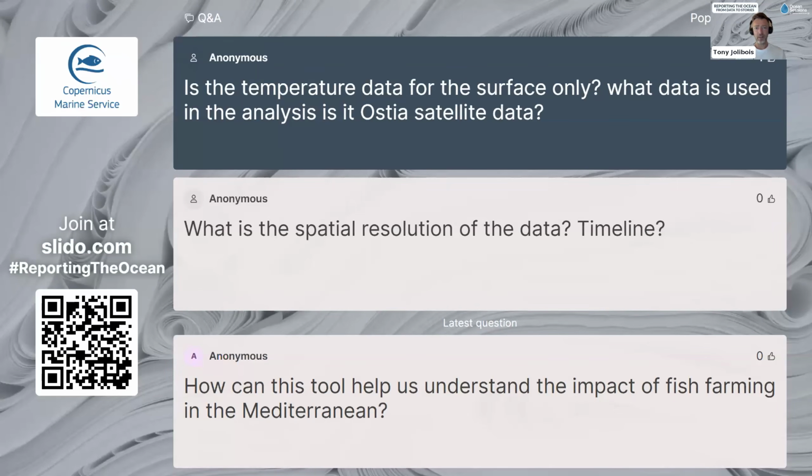Notably, in the Copernicus Marine catalog, you will find the Ostia satellite observation, but you will also find in situ observation data and analysis data, meaning models that assimilate the satellite and in situ data and provide forecast. So yeah, a lot of data like that in the Copernicus Marine catalog.